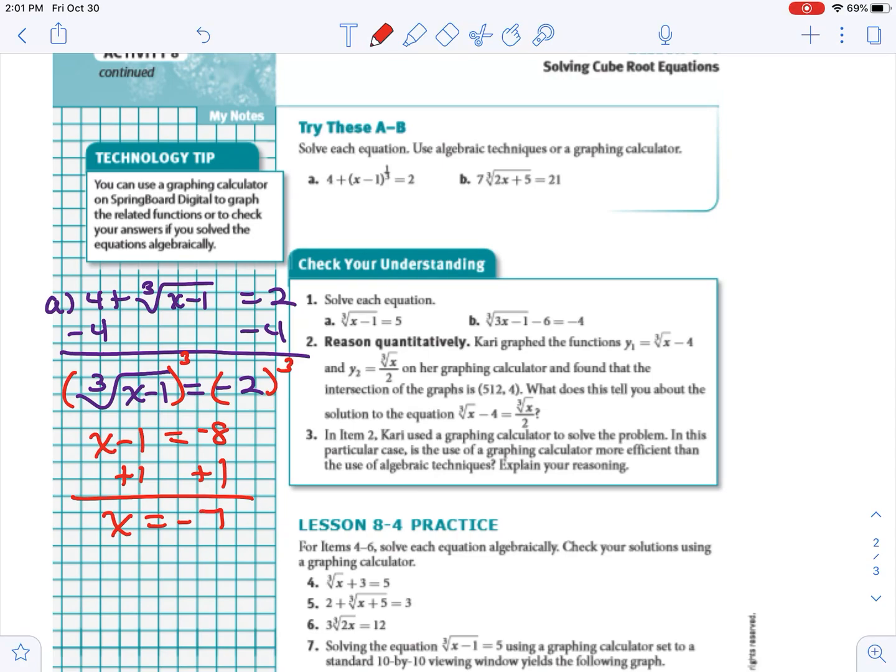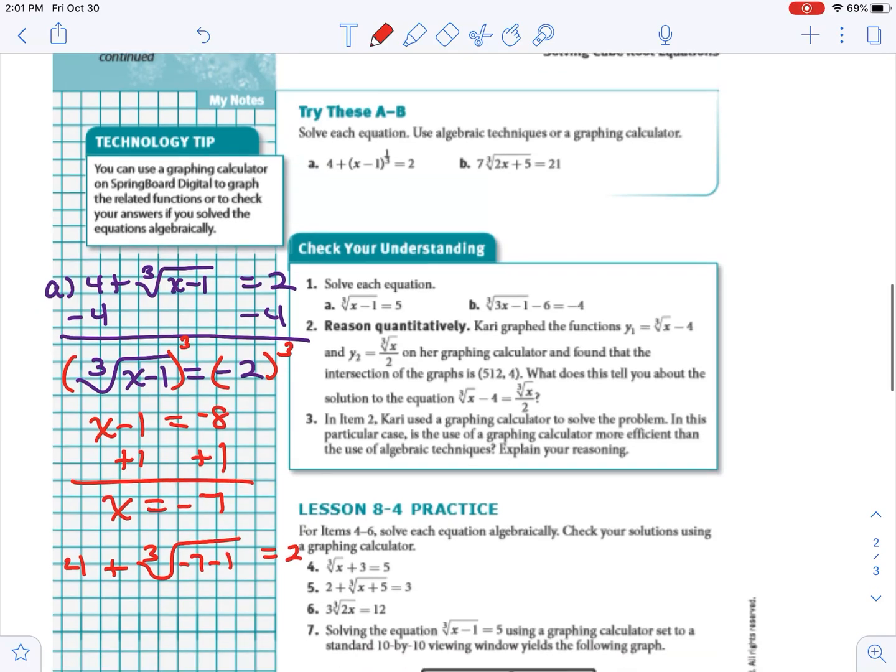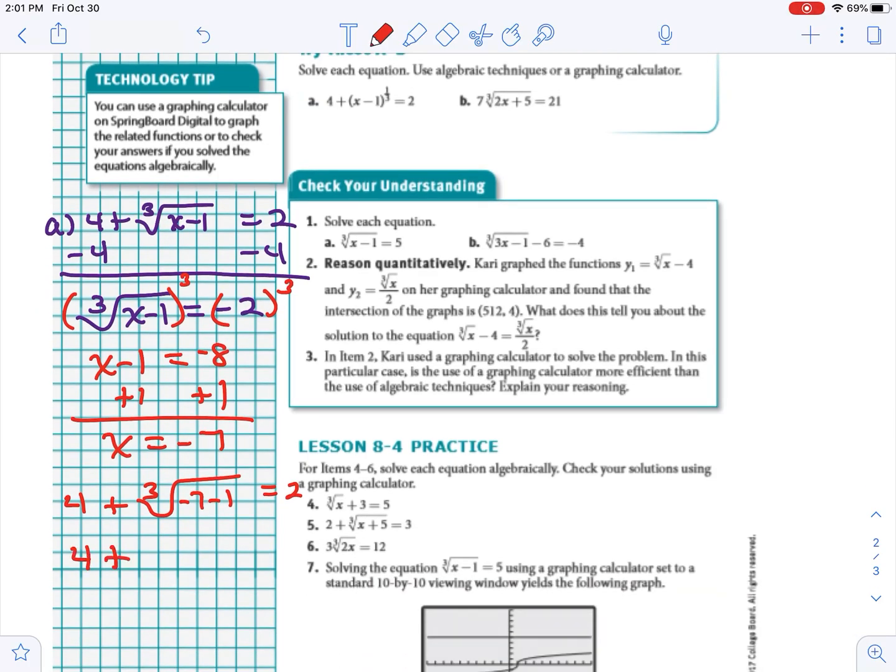If we plug -7 in for x, we would get 4 plus the cube root of -7 minus 1 equals 2, which is 4 plus the cube root of -8 equals 2. And the cube root of -8 is -2, and 4 plus -2 is 2. It's good. So x equals -7 is our solution.